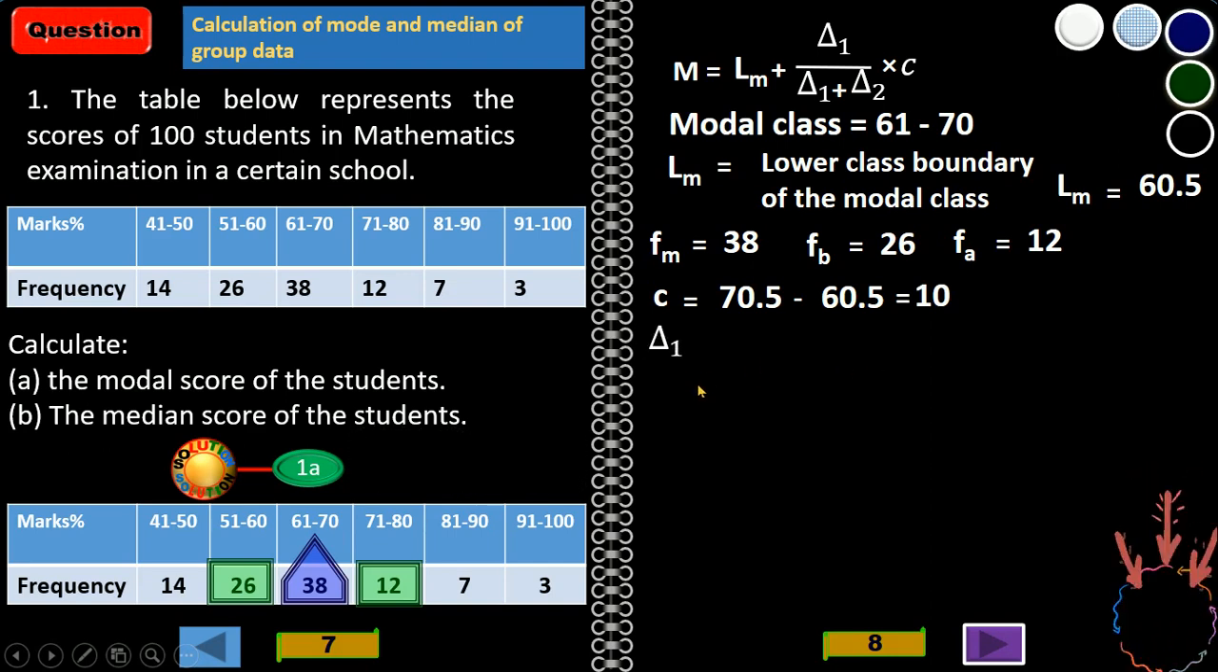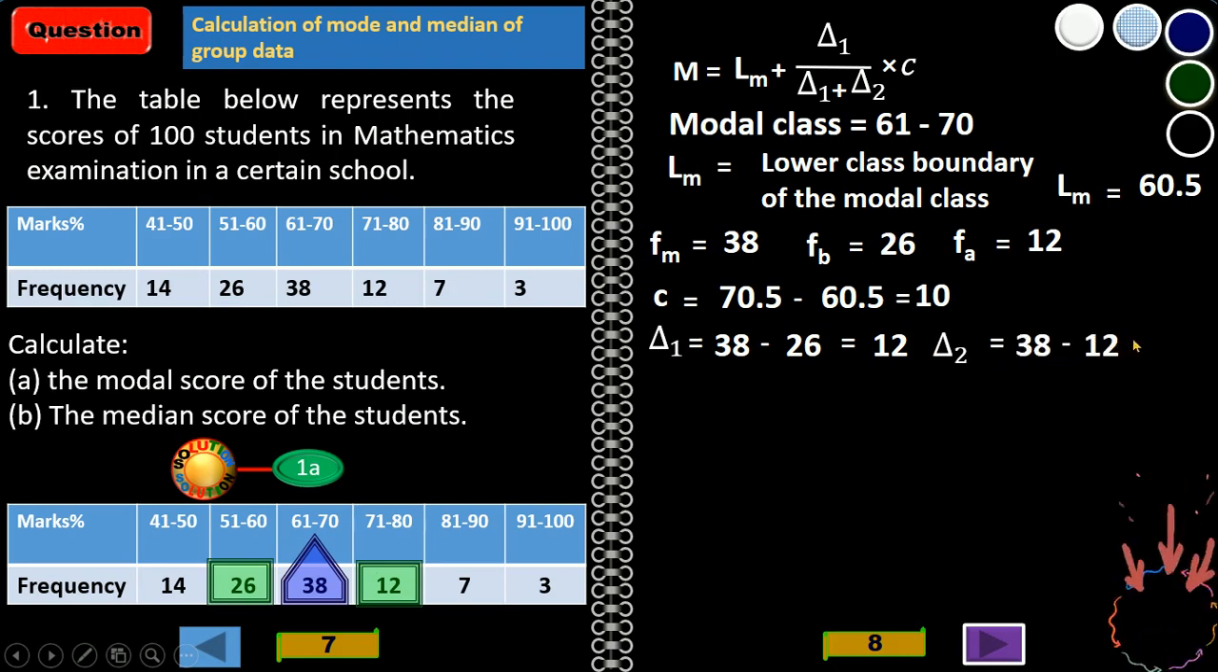So now we're going to do the calculations. Delta 1 will give us 38 minus 26, and that is 12. Delta 1 is the difference between these two, and delta 2 is the difference between these two, 38 and 12. So delta 2 will give me 38 minus 12, and that will give us 26.